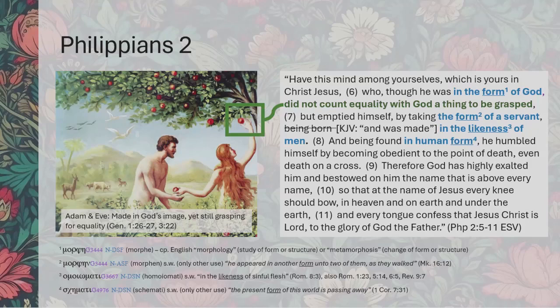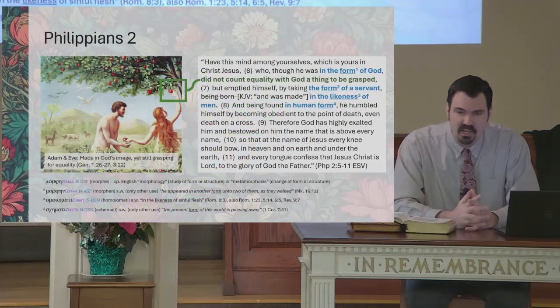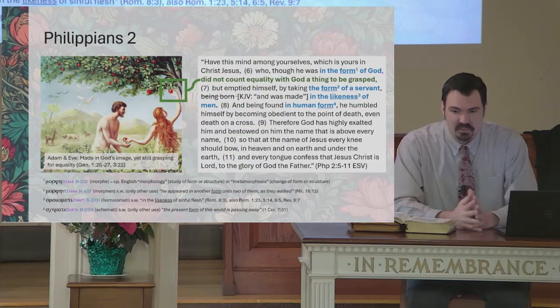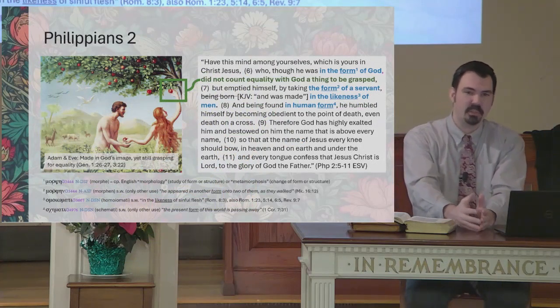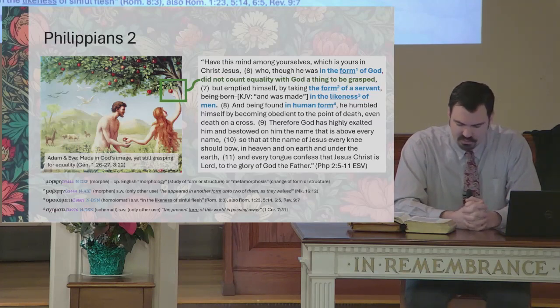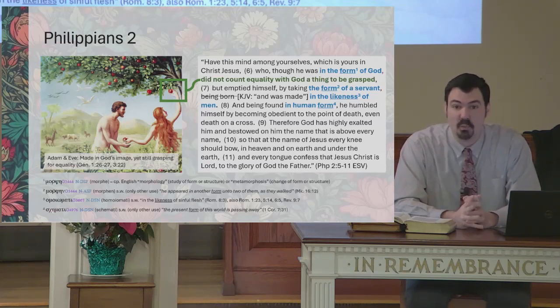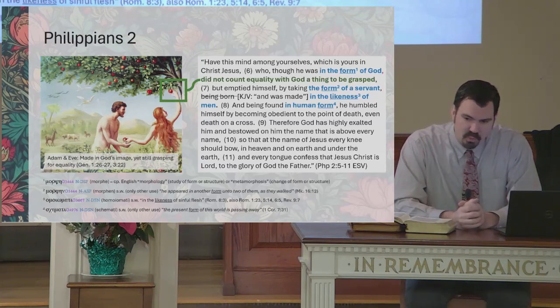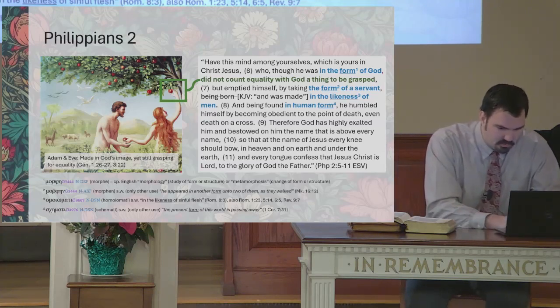This is another passage that seems to be directly referencing the Genesis account, right? Equality with God, a thing to be grasped, does seem to suggest Eve grasping for the forbidden fruit that would give them the knowledge of good and evil, just as the Elohim had, right? And they say, the man's going to become like one of us, right? So grasping for equality does seem to be a reference to Adam and Eve's behavior.